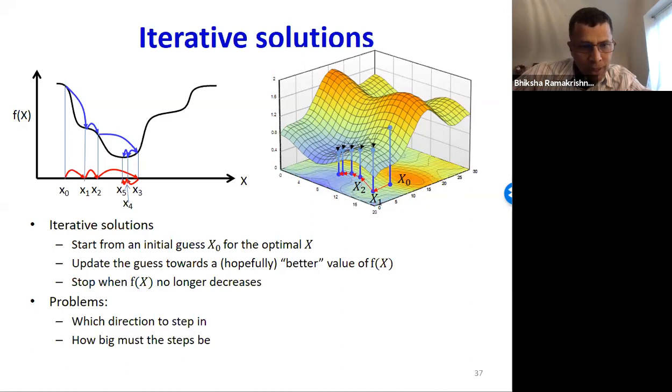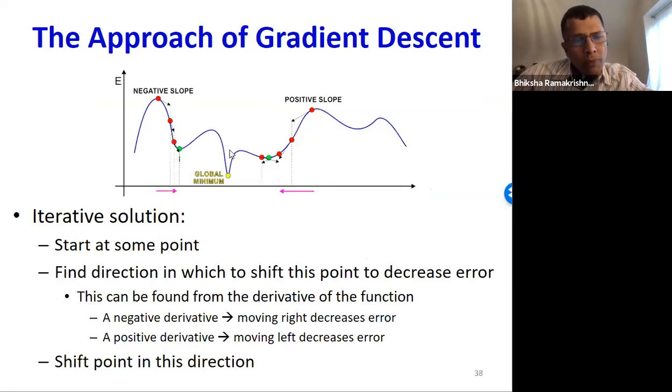And keep doing this till you arrive at a point where walking in any direction doesn't decrease the function anymore. Now, the problems here are: you're over here, where the function is not a minimum, which direction must you step in for the function to decrease, and how big must the step be? Because if you miss on either of these, then you're going to mess up. So let's start with a scalar function of a scalar variable. It's very easy.